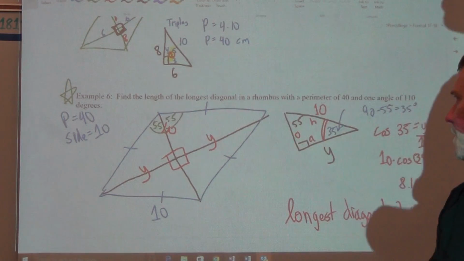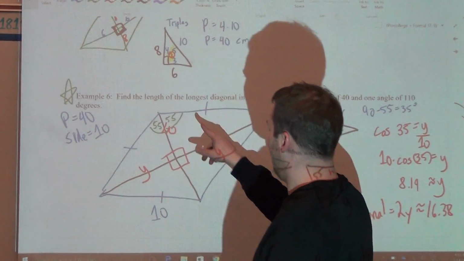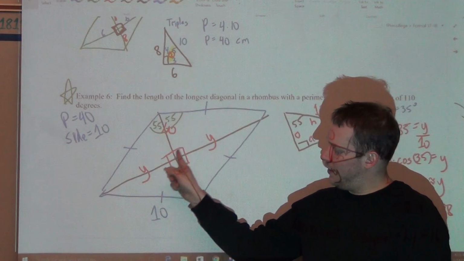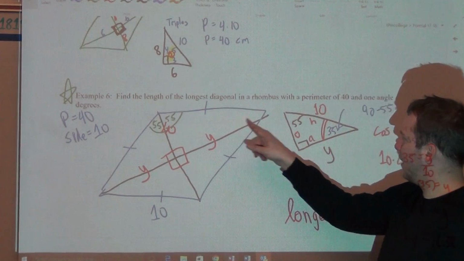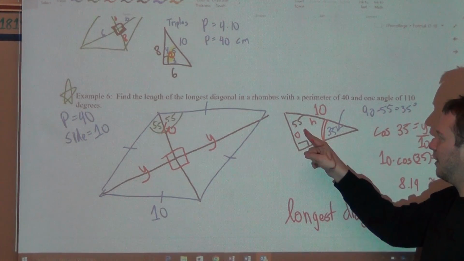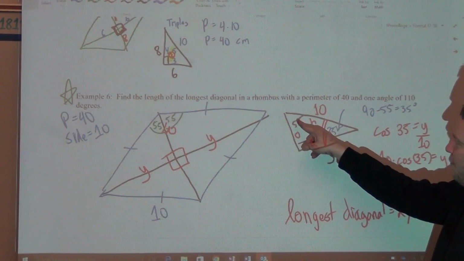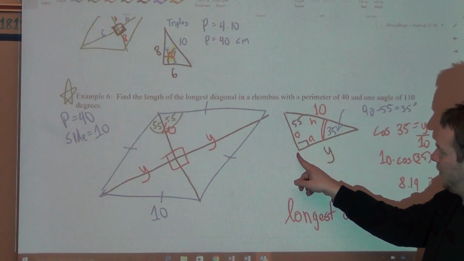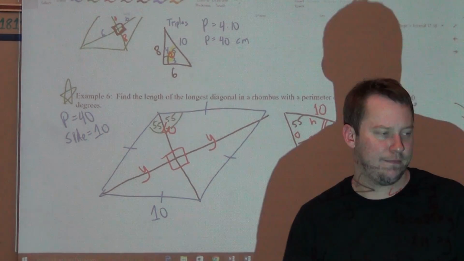The hidden part of this question that really needs to be dialed up is that we're looking for the longest diagonal. So the longest diagonal is going to be across here, not because it looks bigger, and we have drawn the picture so it fits, but because in this triangle 55 is bigger than 35, so the side across from 55 is bigger than the side across from 35.